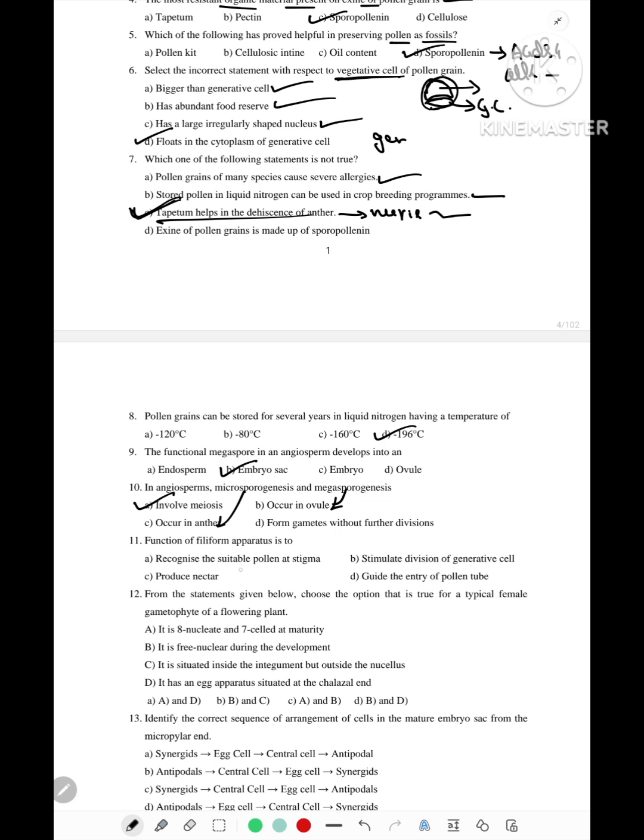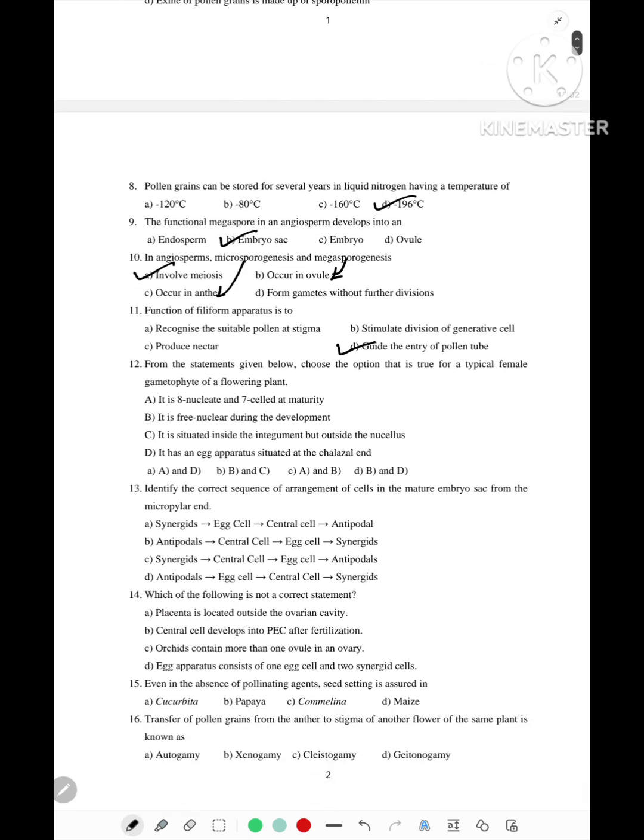Function of filiform apparatus: recognizes the suitable pollen grain on the stigma? No, because it is present in the embryo sac. Stimulate division of generative cell, produce nectar, or guide the entry of pollen tube? It will guide the entry of the pollen tube into the embryo sac.